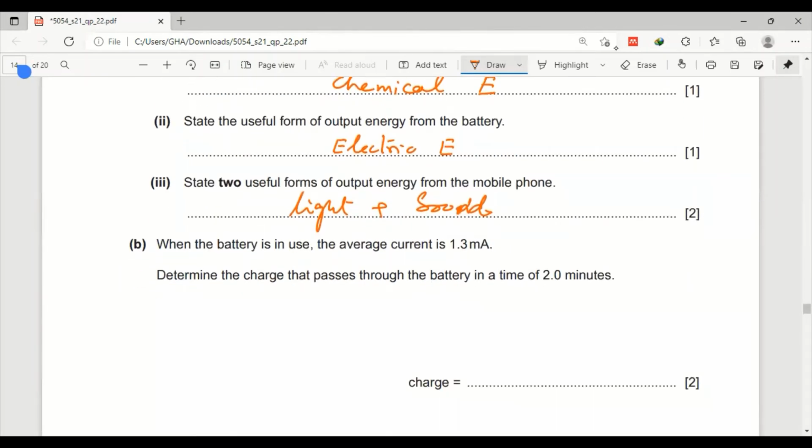When the battery is in use, the average current is 1.3 milliampere. Milli means 10 power minus 3. Determine the charge passing through in a time of 2 minutes. We have to write in seconds, 2 times 60. So the formula is Q is equal to IT. The current is 1.3 times 10 power minus 3, and the time is 2 times 60. After calculation, this comes to 0.16 coulomb.